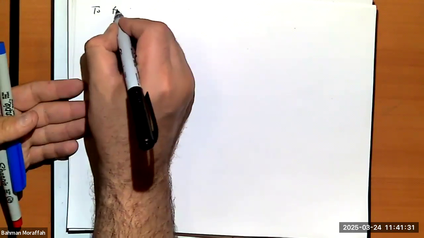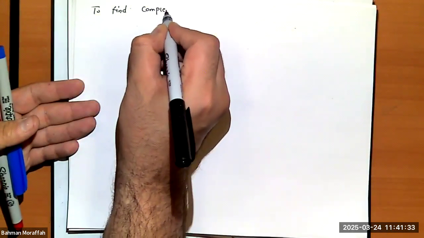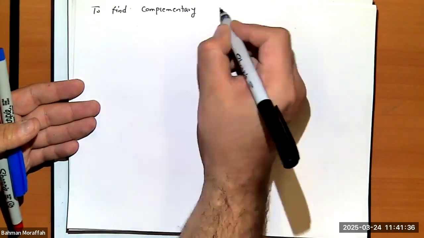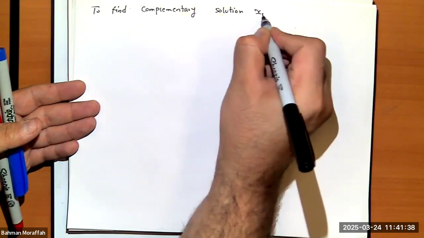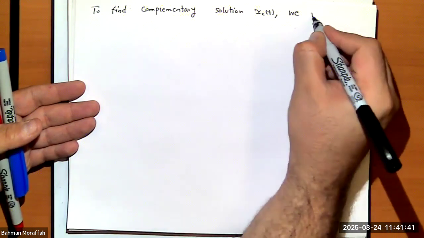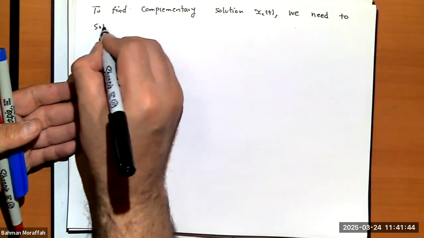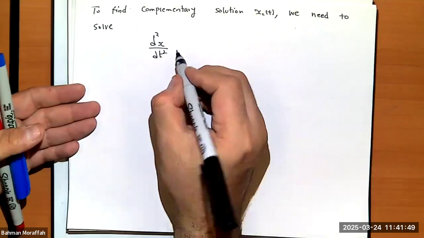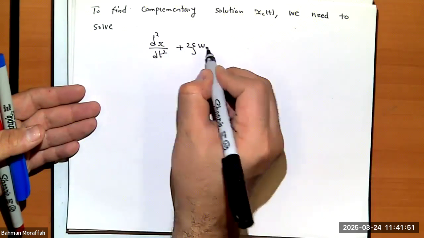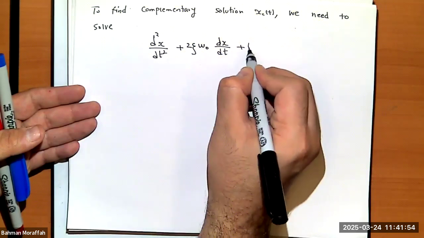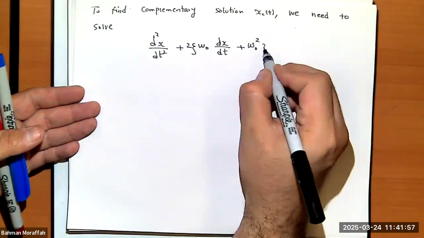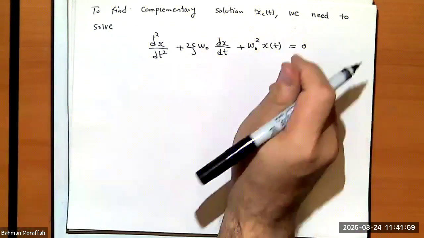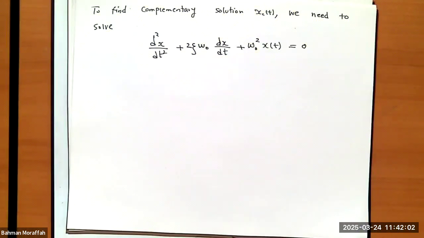To find the complementary solution xc of t, we need to solve the second derivative plus 2c omega naught dx dt plus omega naught squared x of t equals 0. Right? You with me so far?